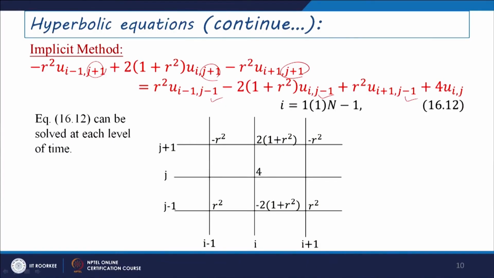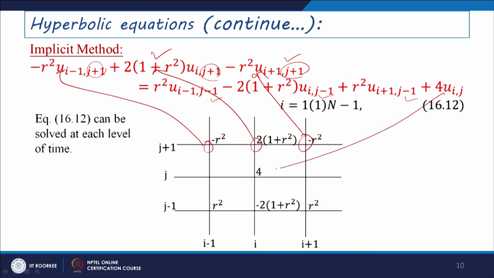And if you see this molecule here, the j plus 1 coefficient is nothing but minus r square at the i minus 1 level, at the ith level it takes 2 into 1 plus r square, and at the i plus 1th level it takes minus r square. So, these 3 coefficients are taken from these values here. And the u i j coefficient is associated with the coefficient 4 here.